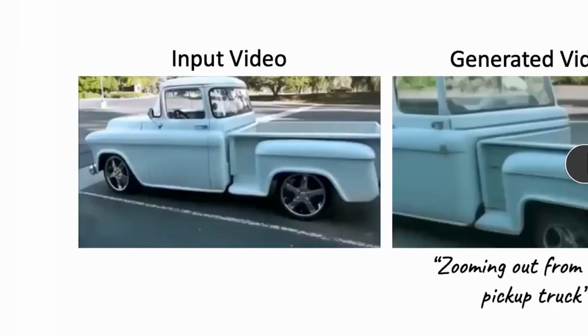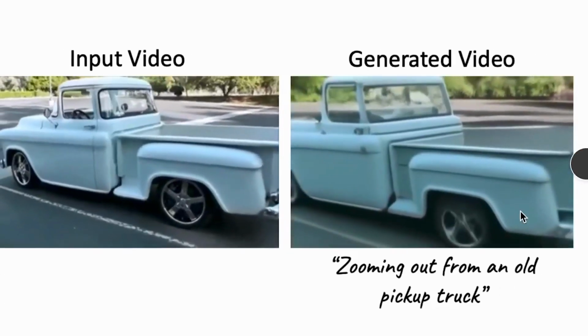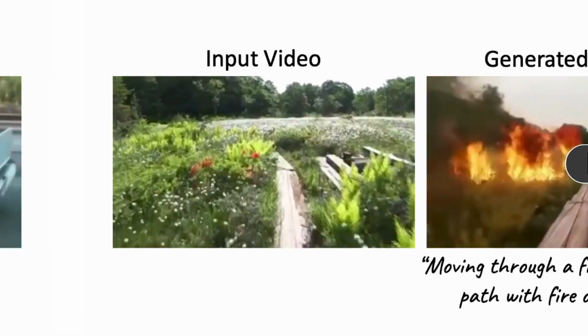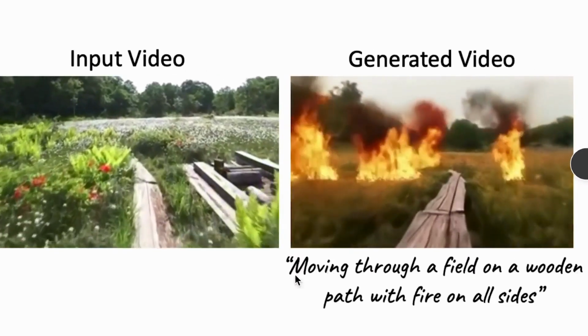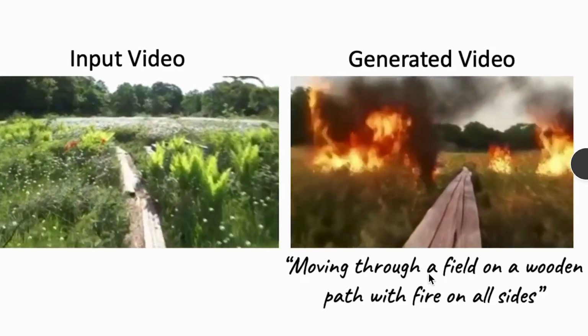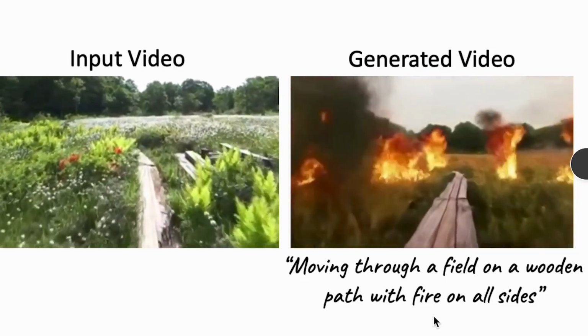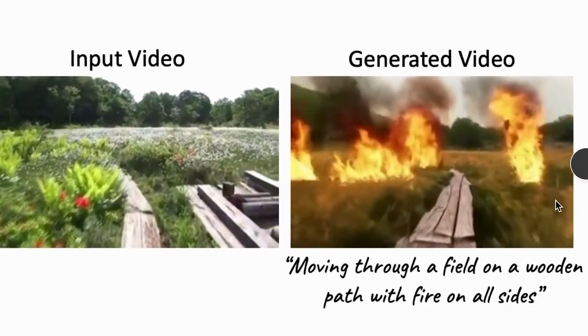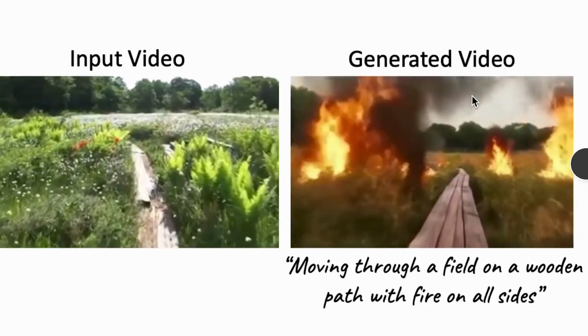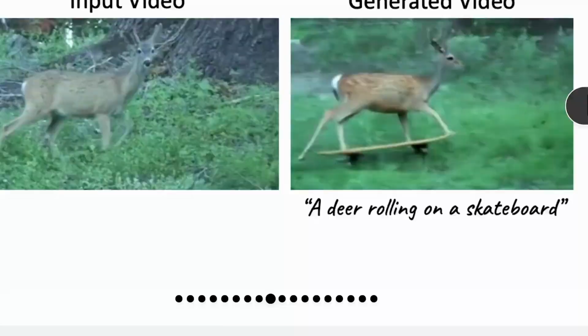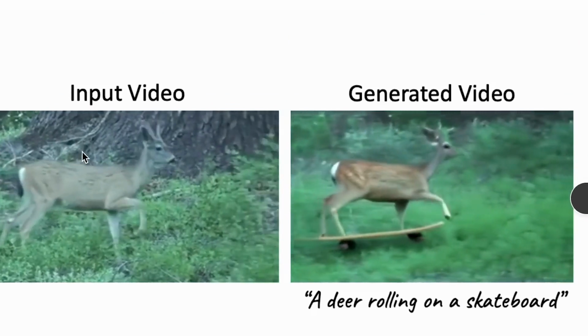So a lot of these prompts are available. Zooming out from an old pickup truck, you can see them consistently. So this is the one they're talking about, moving through a field on a wooden path with fire on all sides. So with fire on all sides, and you can see we are moving through the wood, and this is the input video.